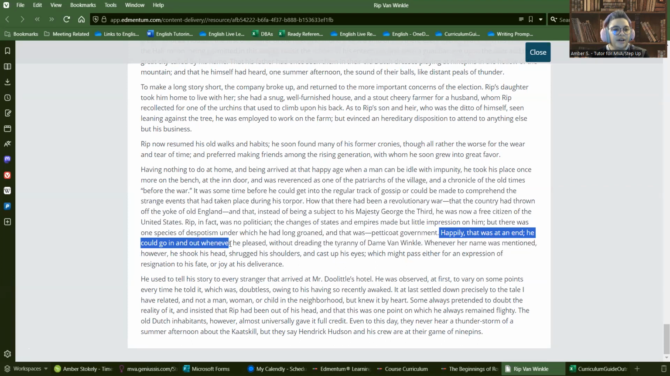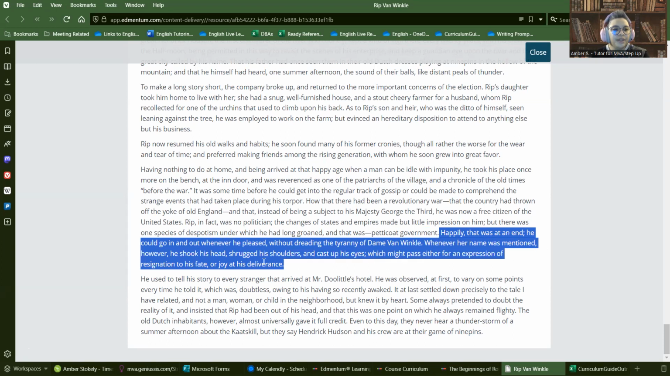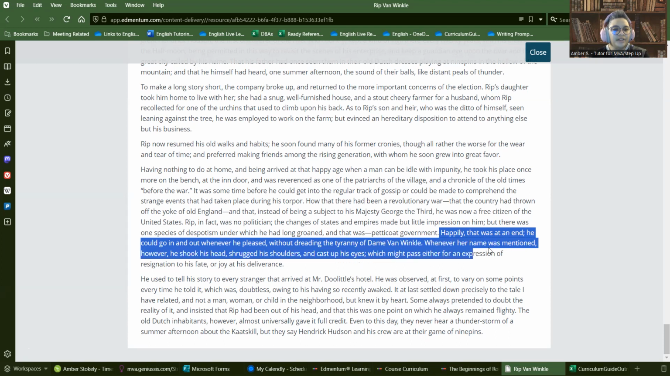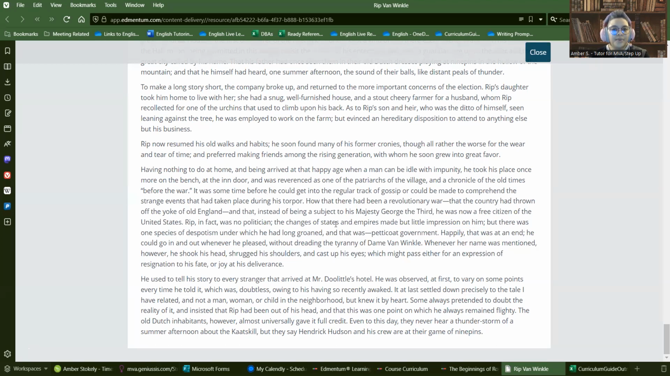He could go in and out whenever he pleased, without dreading the tyranny of Dame Van Winkle. Whenever her name was mentioned, however, he shook his head, shrugged his shoulders, and cast up his eyes, which might pass either for expression or resignation to his fate, or joy at his deliverance. So he thinks of his wife and sort of shakes his head, but they don't really tell you if he's glad that she's gone or not. It could be either one.